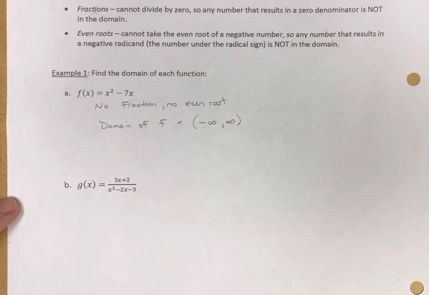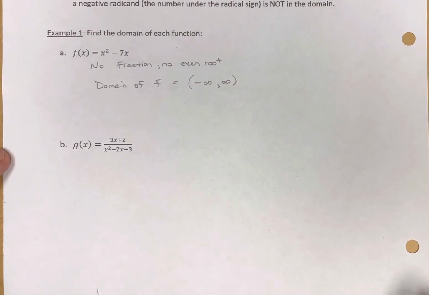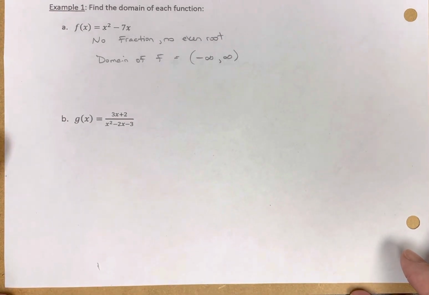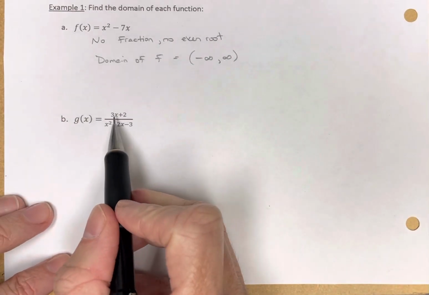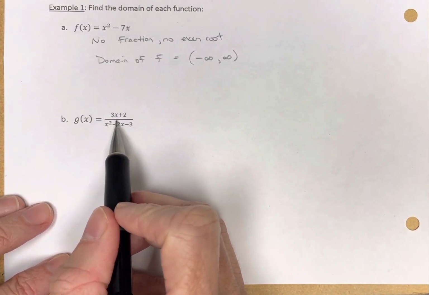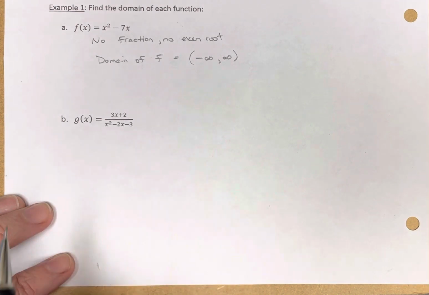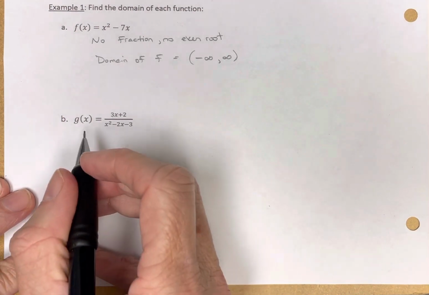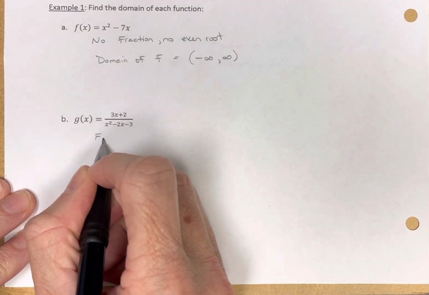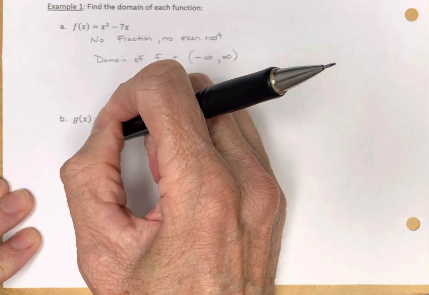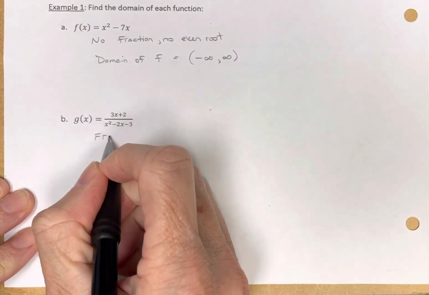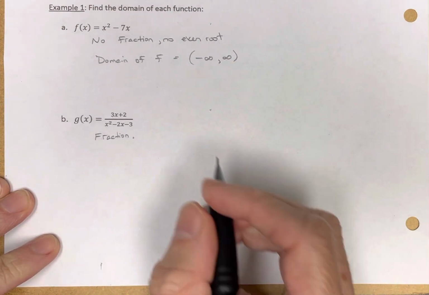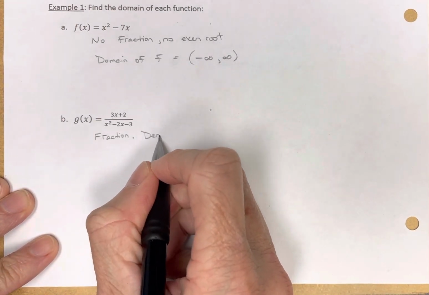Okay, so let's deal with some that are fractions or do contain even roots and see what they look like. Our g function here says 3x plus 2 divided by x squared minus 2x minus 3. Well, we have a fraction. Okay, let's note that. We're looking for fractions and even roots, and we have a fraction here. So we know our denominator cannot equal 0.